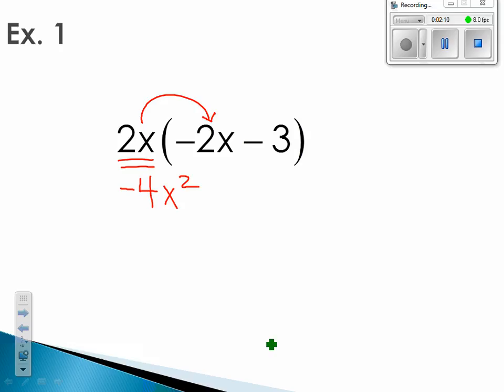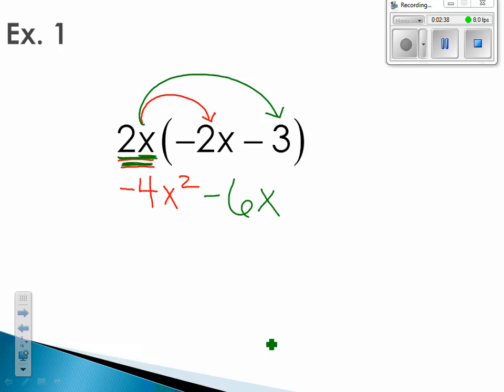Now I've got to distribute this 2x to my second term in the parentheses. I've got to say 2x times negative 3. So positive 2 times negative 3 is negative 6. But now there's nothing else that I can multiply with this x because negative 3 doesn't have an x. So I'm just going to bring my x on down.